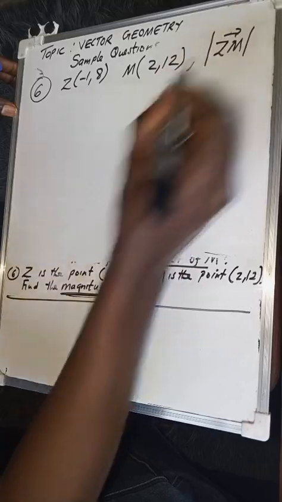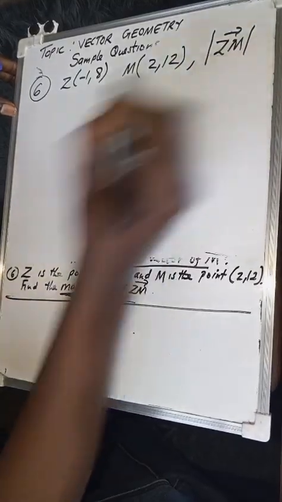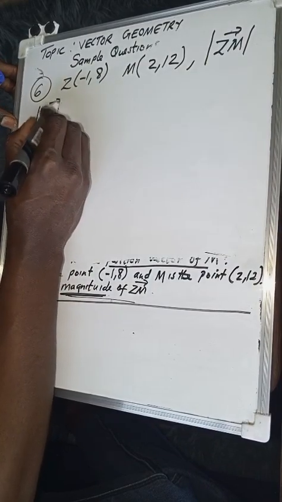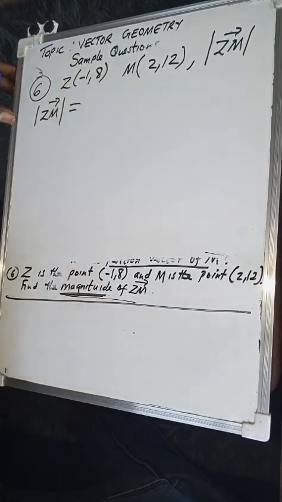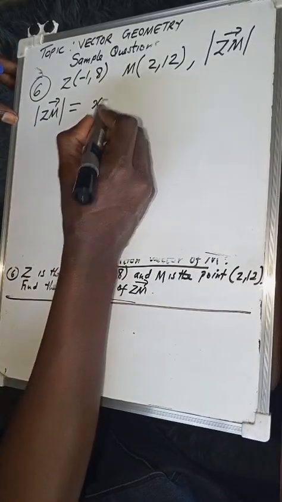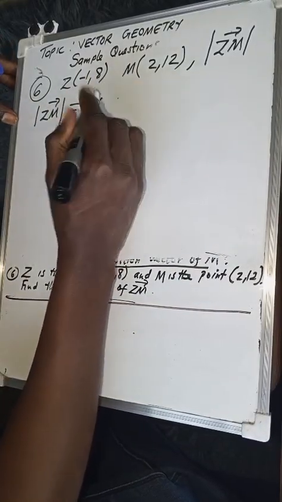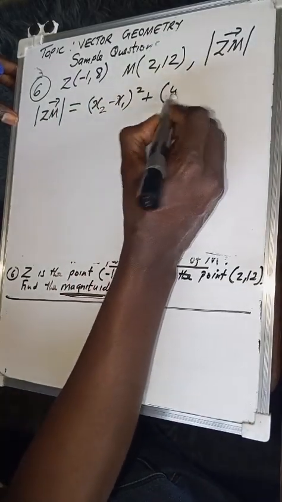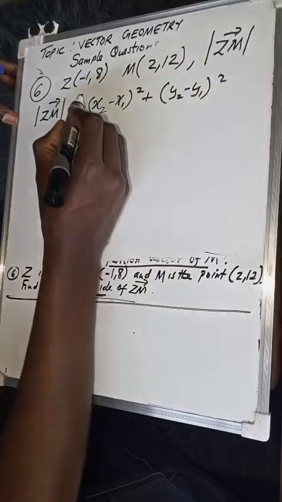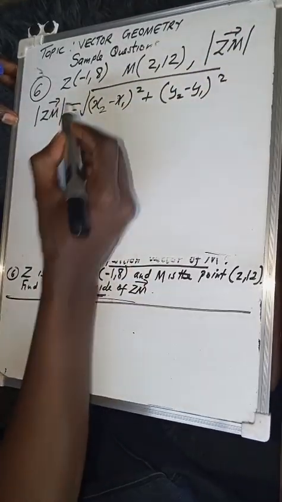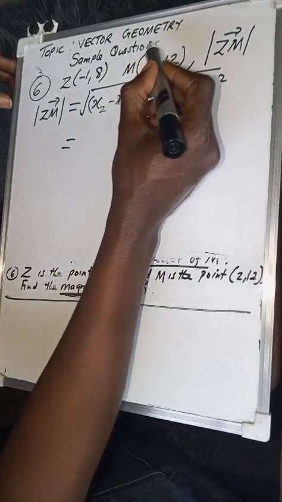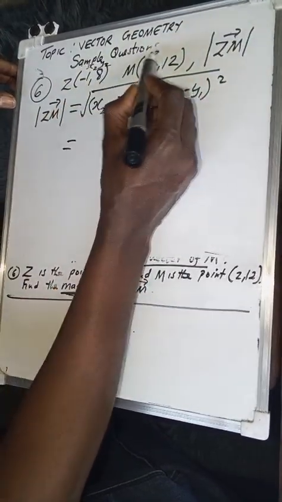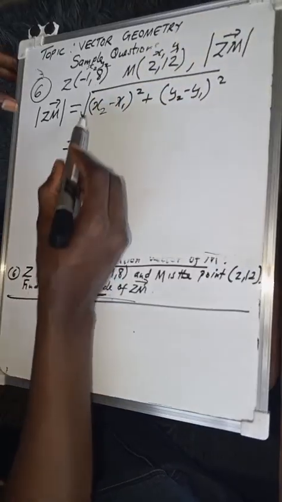So they want you to find ZM, the magnitude. Remember, we can also write it like this, the magnitude of ZM. So remember what we said, the magnitude of Z to M is going to be the square root of (x2 minus x1) raised to the power 2 plus (y2 minus y1) raised to the power 2, then the square root of whatever you get. So you can label the points. For example, I can say this is x2, y2, and this will be x1, y1.